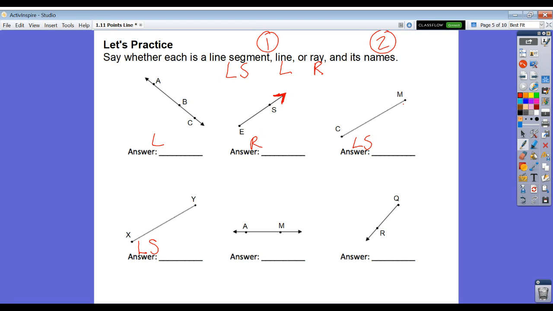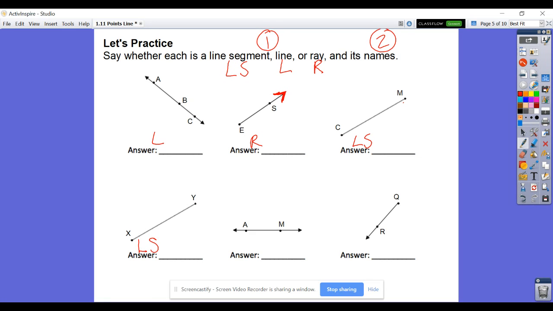Okay, how about this next one, Sia? Good. How did you know it was a line? Exactly. The arrows tell us it goes on forever in both directions. And this last one, Elizabeth? A line would have to go on in both directions forever and ever. Good. It's a ray because it only goes on in one.